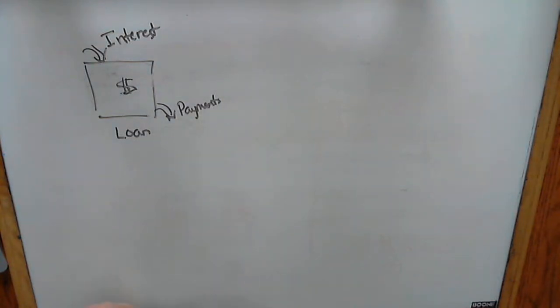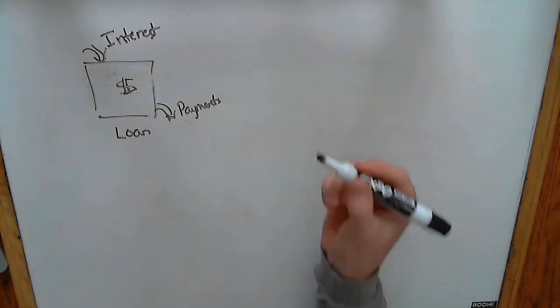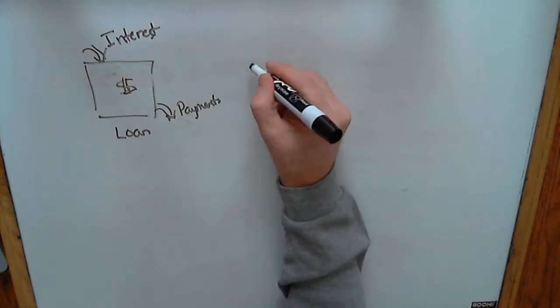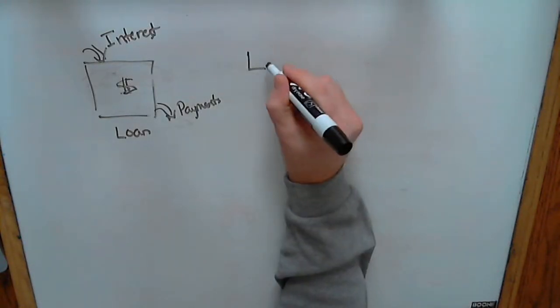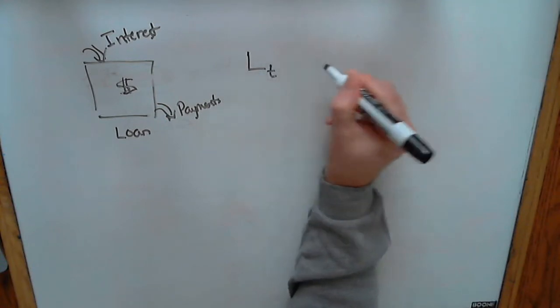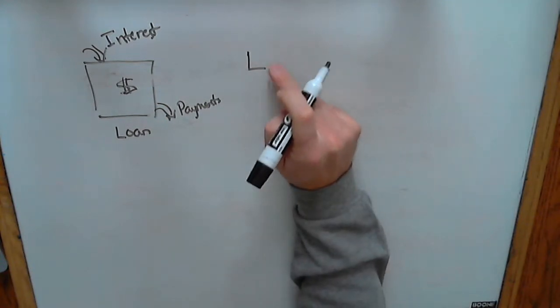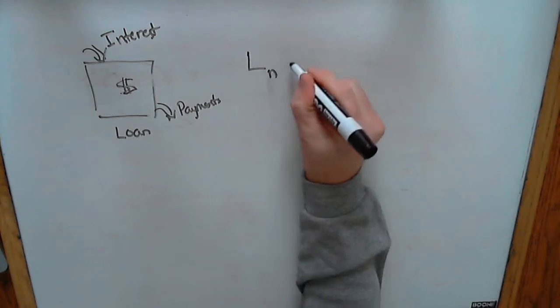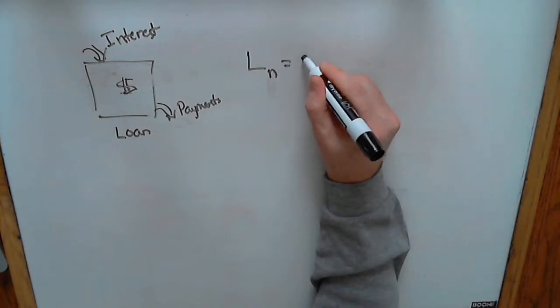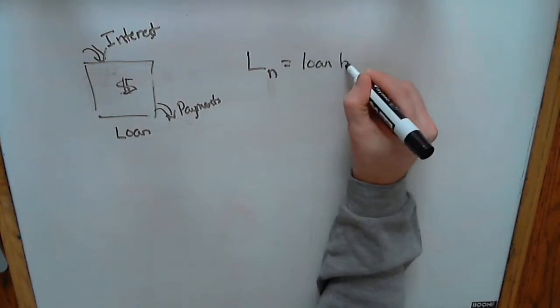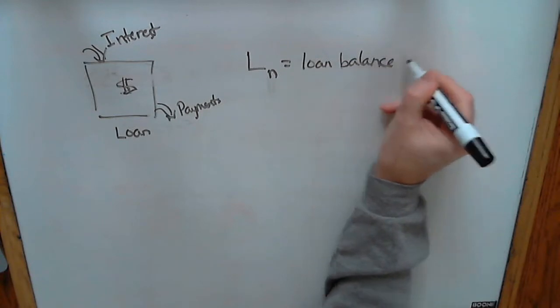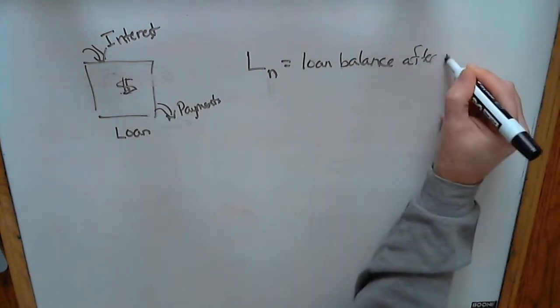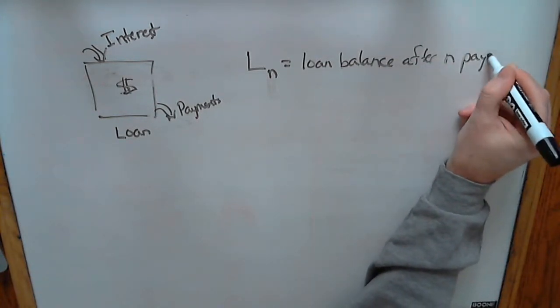So you have to realize that this is what you owe. It's not how much you have. So if I have a loan, let's call L of t, or let's do n. L of n is my loan balance after n payments.